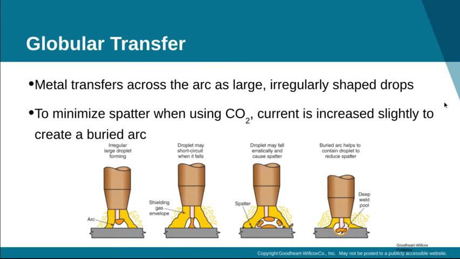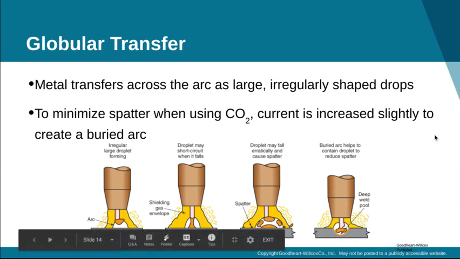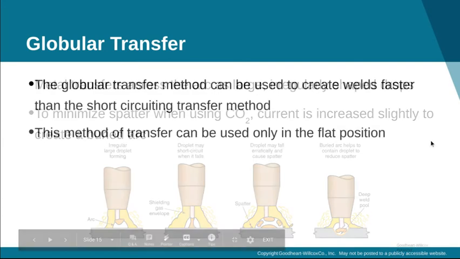Globular transfer. Metal transfers across the arc as large, irregularly shaped drops. To minimize spatter, using CO2, current is increased slightly to create a buried arc. I don't think I've ever actually done globular transfer. It looks like it gets pretty good penetration there. We won't cover that in this class.